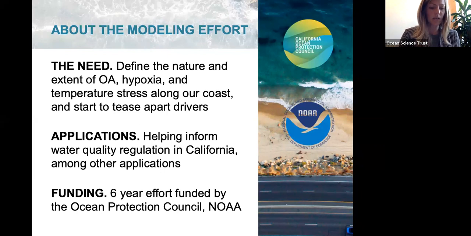The state of California is debating development of OAH water quality criteria objectives and whether we should be implementing controls on nutrients, which have the potential to exacerbate ocean acidification and hypoxia along the coast. This work can help inform when, where, and how much we're seeing an impact from local anthropogenic input, providing critical information for management agencies to determine the appropriate course of action.